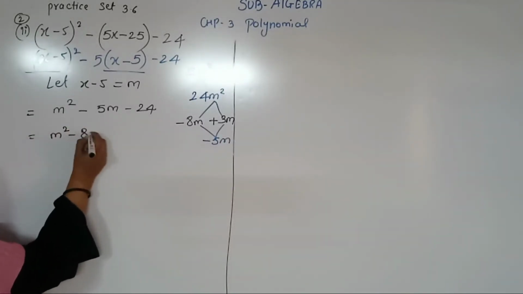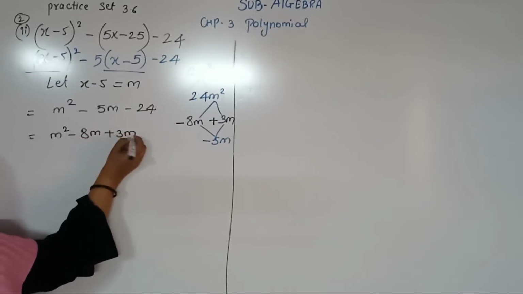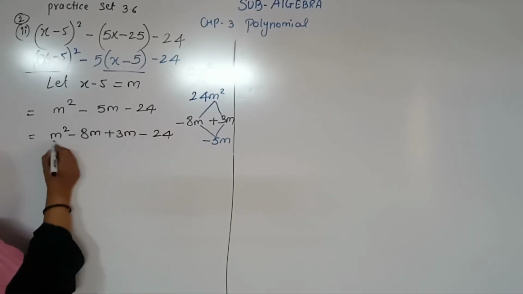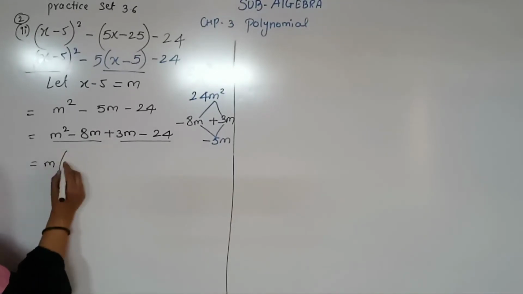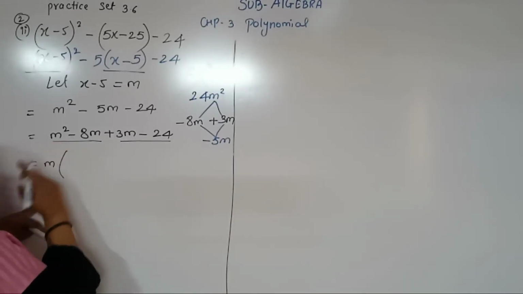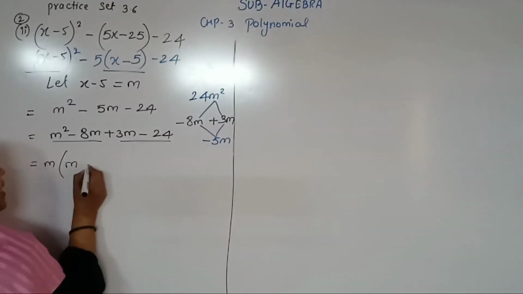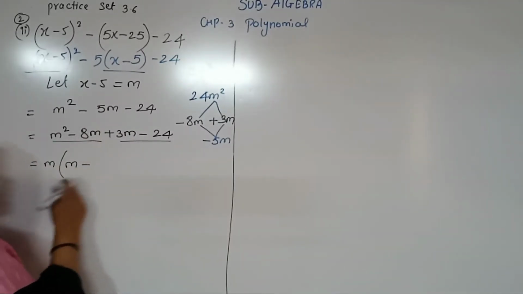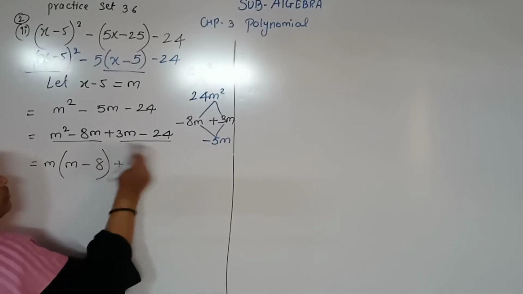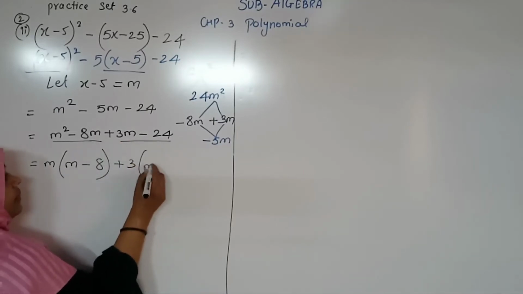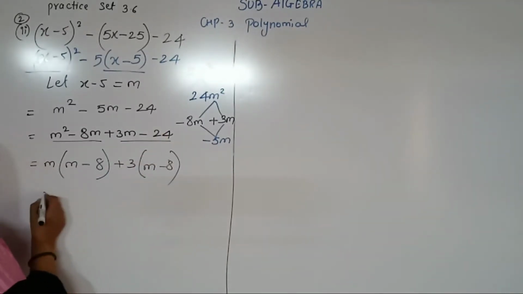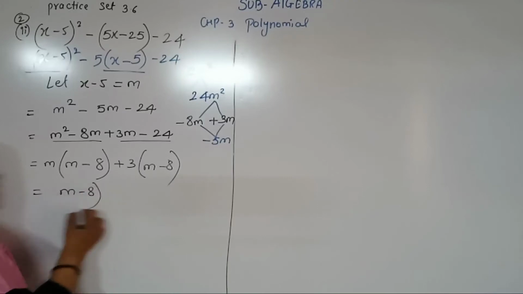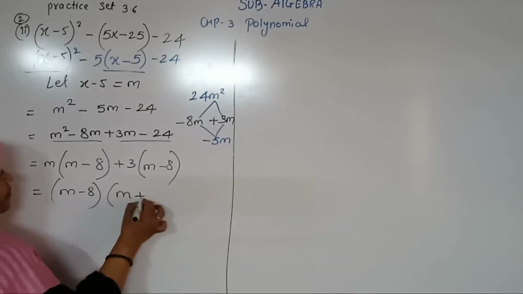So m square minus 8m plus 3m minus 24. I will select the common terms out. What common do you see in both? You can take out m. What will remain? If we have m square, one m is out, so one m will be inside, right? Minus 8m, m is out, I will get 8 here. From this I will get 3. Minus 24 divided by 3 I will get 8. So I got the common m minus 8 and m plus 3.